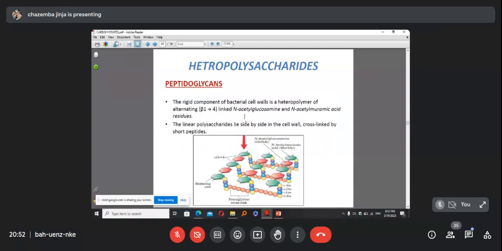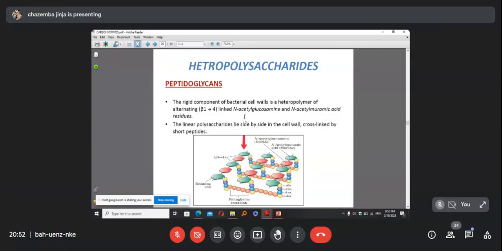So now, the next thing we'll look at are the heteropolysaccharides. So we're done looking at the homopolysaccharides. The next thing we'll look at are the heteropolysaccharides, beginning with the peptidoglycans.